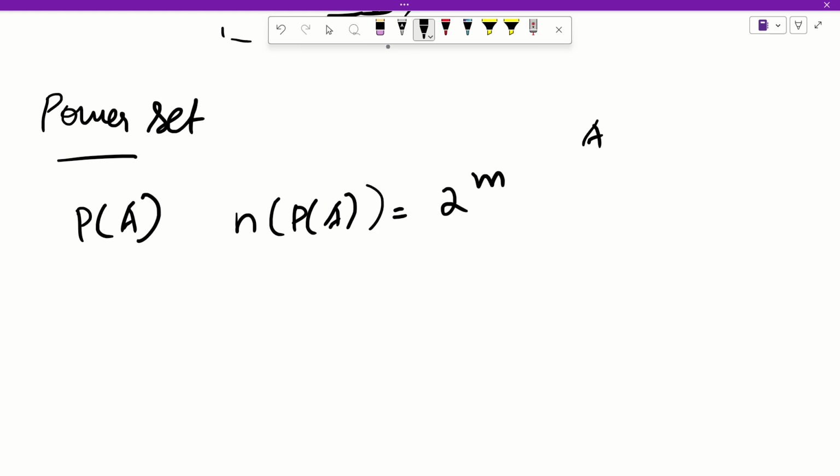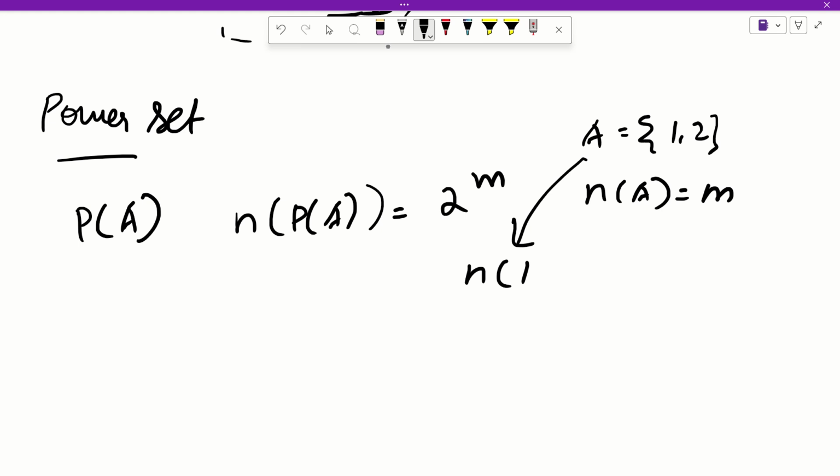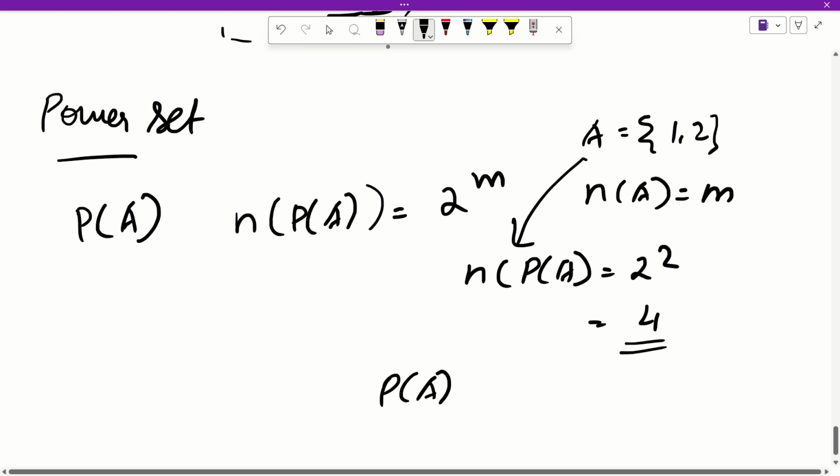Let's say A is equal to set 1, 2. Here, what is n of A? n of A equal to n, that is the number of elements of A. So in this case, what is n of P of A? n of the power set of A is equal to 2 squared, which is equal to 4. So we have the number of power set elements as 4. What will be the elements? P of A equals, phi is one element.